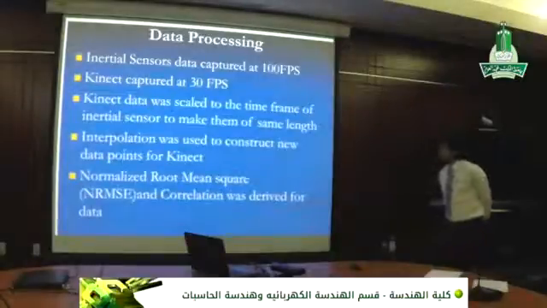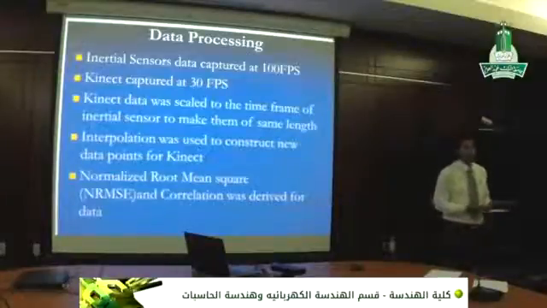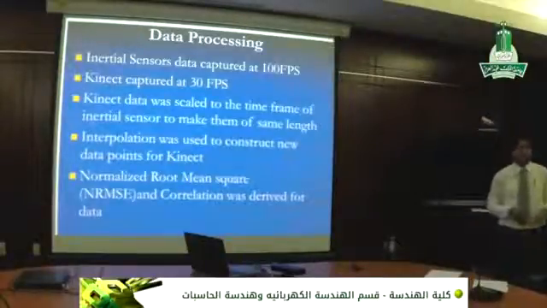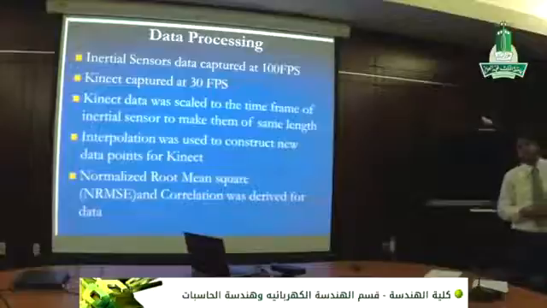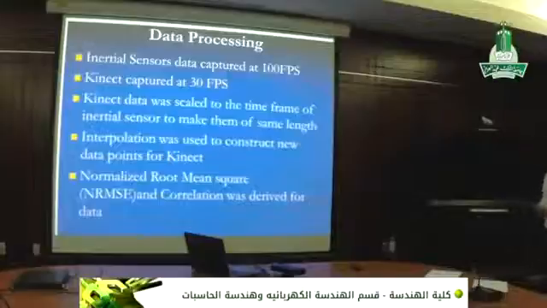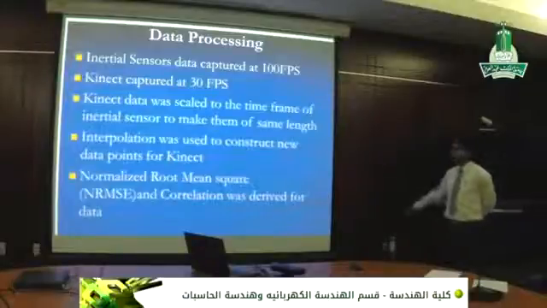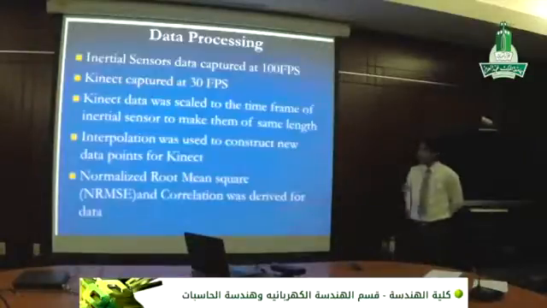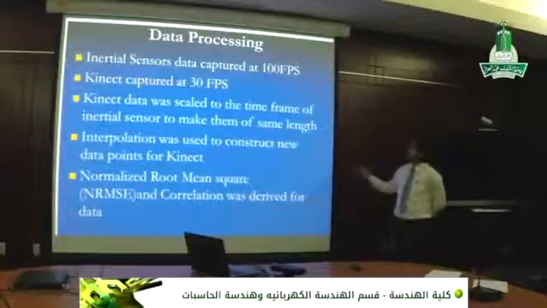Data processing. There was a difference in data processing when comparing the data from the inertial sensors and Maya motion. There was an issue that we had to overcome. Inertial sensors calculated the data at a speed of 100 frames per second, but Kinect captured data at 30 frames per second. There was a disparity between the two frame rates. In order to overcome this issue, Kinect data was scaled to the time frame of the inertial sensors to make them of the same length. Interpolation was used to construct new data points for Kinect, and normalized root mean square error and correlation were derived for the inertial and the Kinect data.